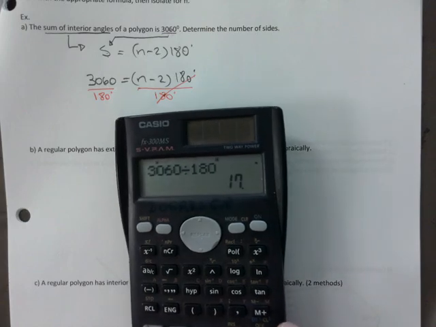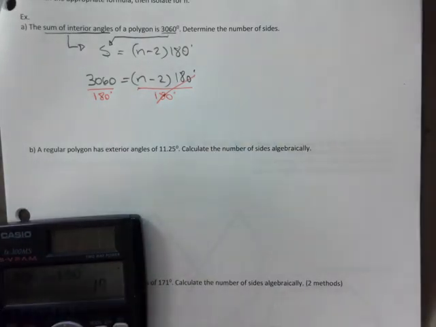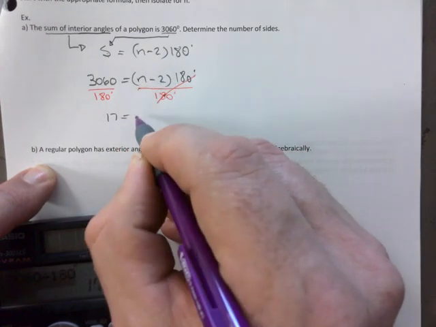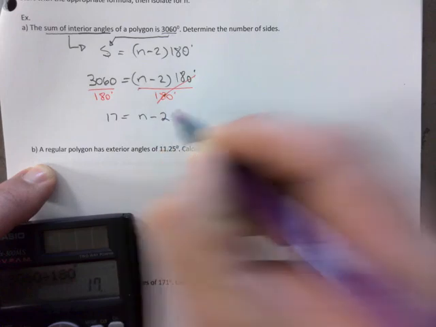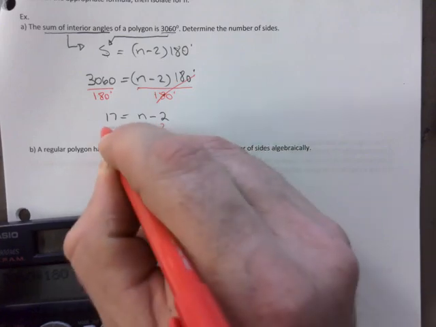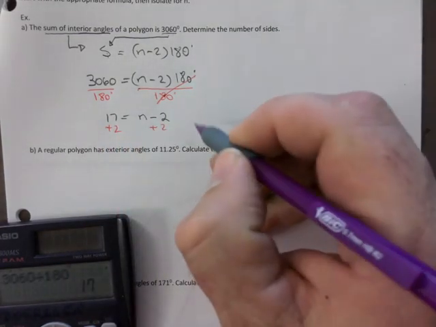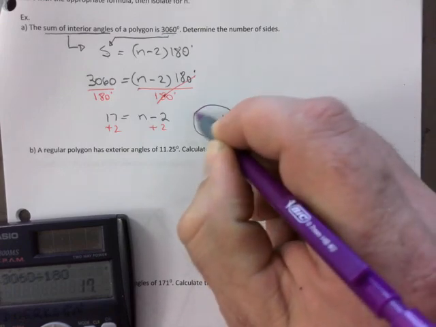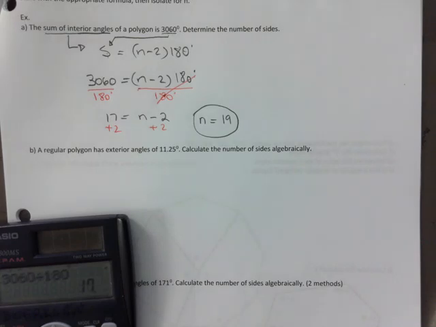That's 17. So you get 17 here. And on this side, you can lose the brackets and just be left with n minus 2. What do we do now? Plus 2, right? We add 2 to both sides. And then n is equal to 19. So it's a 19-sided polygon.